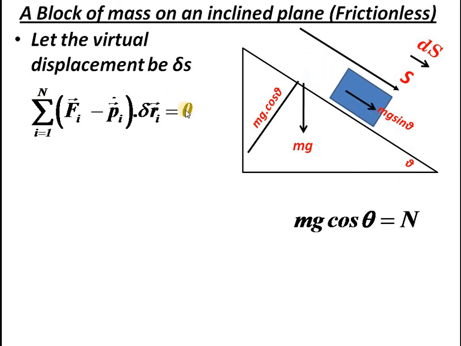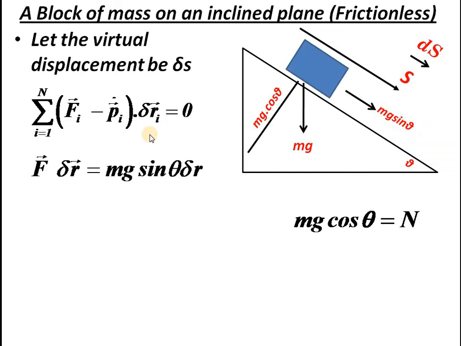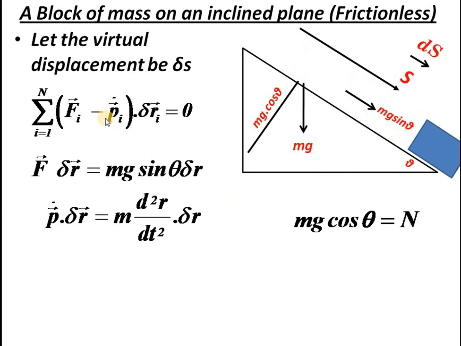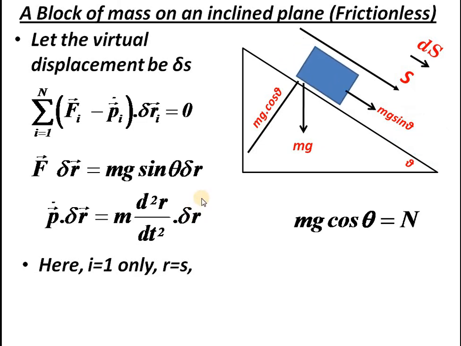We are using D'Alembert's principle here: the summation of (Fi minus Pi) dot delta Ri equals 0. Because the system consists of only a single particle, i becomes 1. So the applied force is mg sin theta, multiplied by the virtual displacement. And the Pi dot delta R term will be equal to m d square R by dt square delta R.